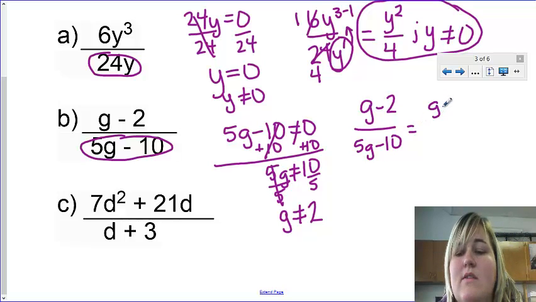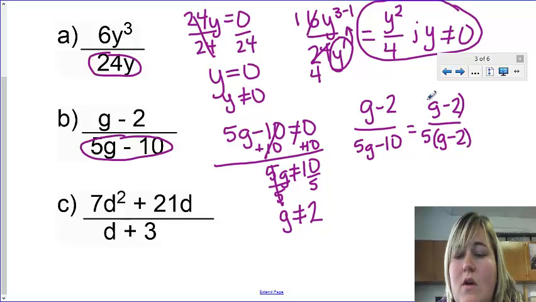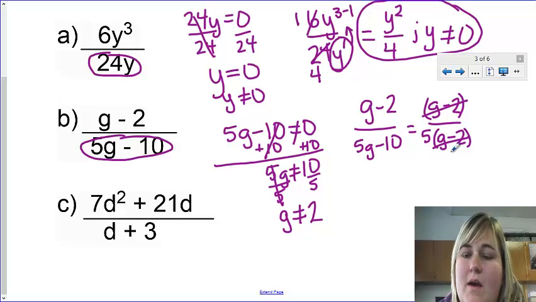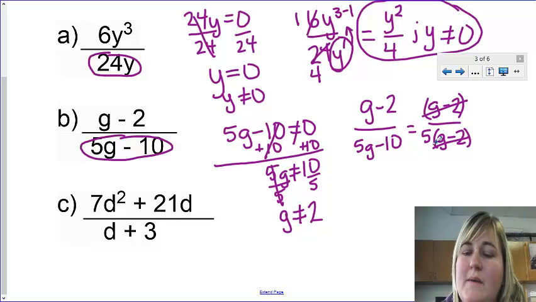So on top, I'm going to leave it as g minus 2 over, and I'm going to factor 5 out of both. If I take a 5 out, open my parentheses, 5g divided by 5 leaves just g, minus 10 divided by 5 is 2. Now this is a quantity of g minus 2, and this is a quantity of g minus 2. I can cancel those two things. I can only do this if it's that whole quantity, if it's in the parentheses and if it's being multiplied. I can't do it if it's being added to something else. It has to be that whole quantity, okay?